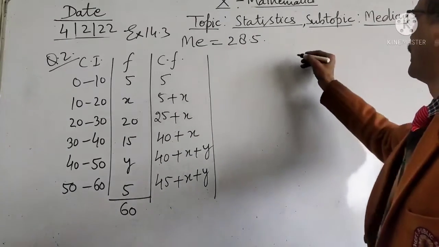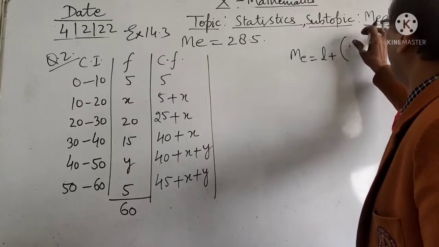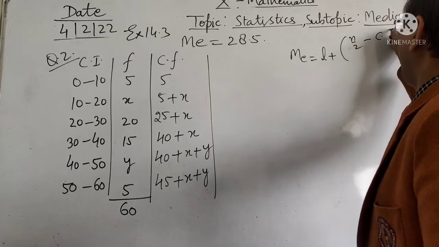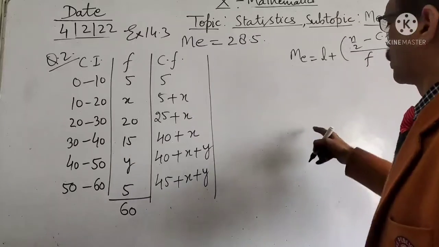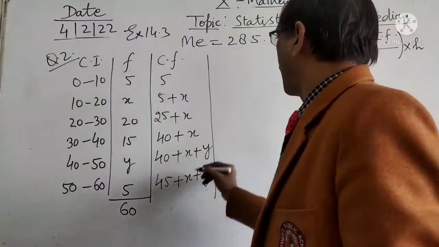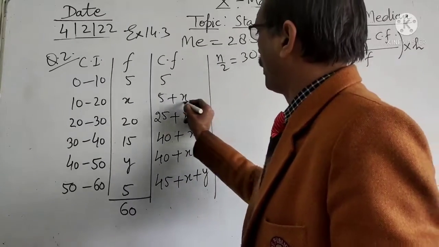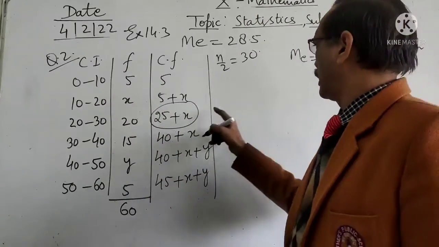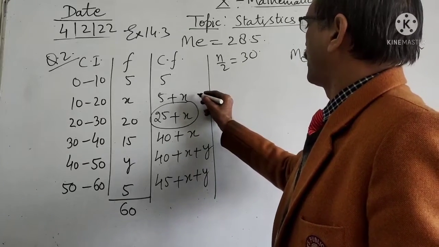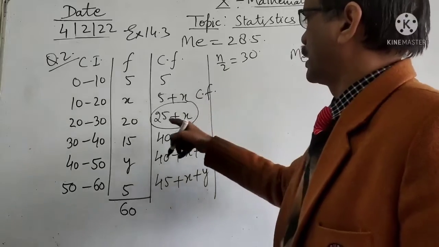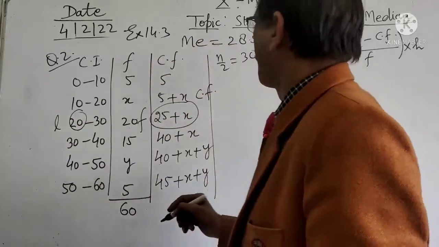Now, there is a formula of median: M equals L plus (N by 2 minus CF) upon F, into H. So first of all we will find N by 2. N by 2 is 30, and it will belong in this class. So CF is 5 plus x, F is 20, and the lower limit L is 20.